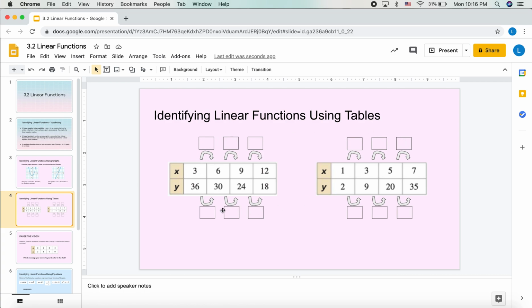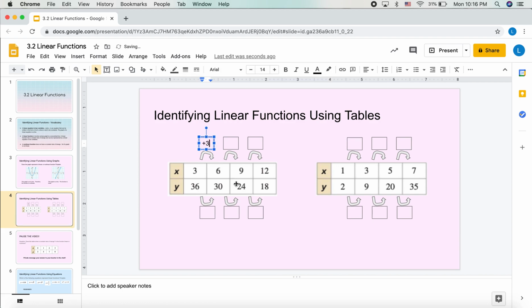So let's go ahead and fill in these boxes first. So from 3 to 6, I would say we are adding 3, right? From 6 to 9, I would still say that we are adding 3. And from 9 to 12, I would still say that we are adding 3. So our x values are changing by 3 each time. Okay? Notice how it's changing by the same amount each time. That is going to be important for us as soon as we figure out how the y values are changing.